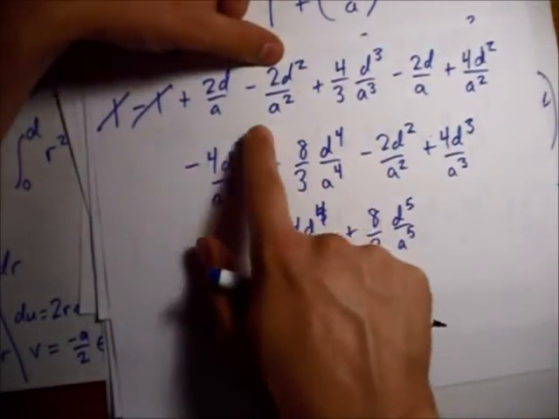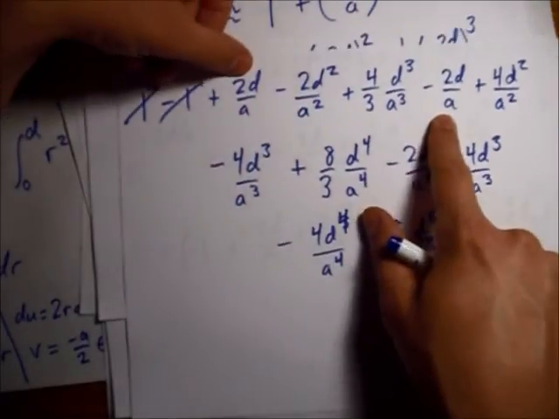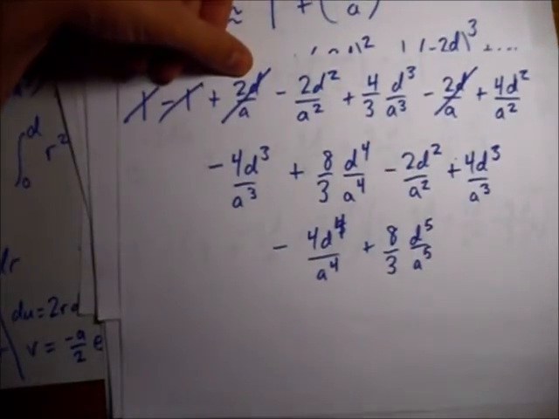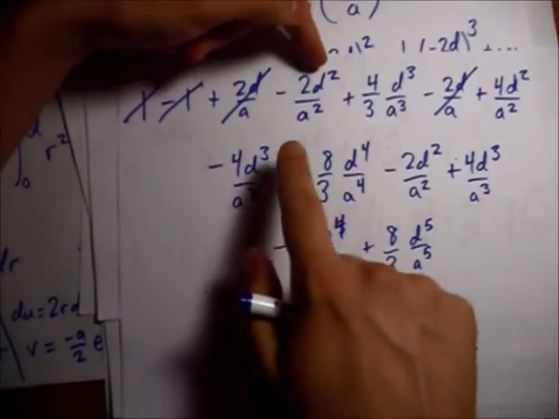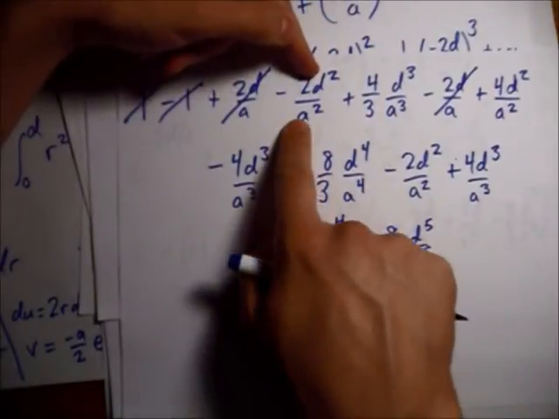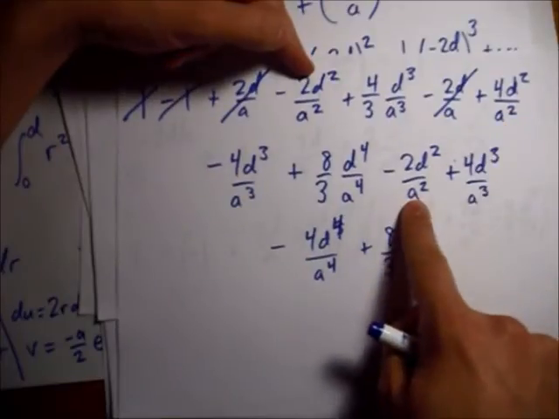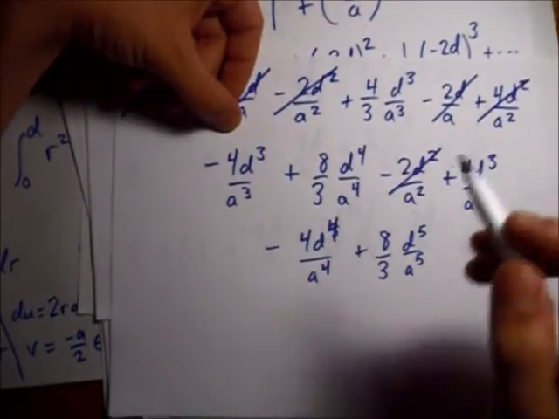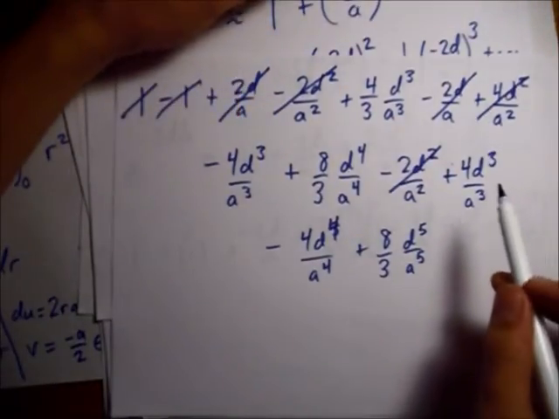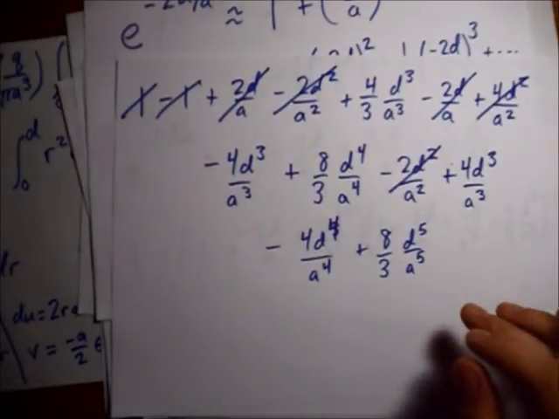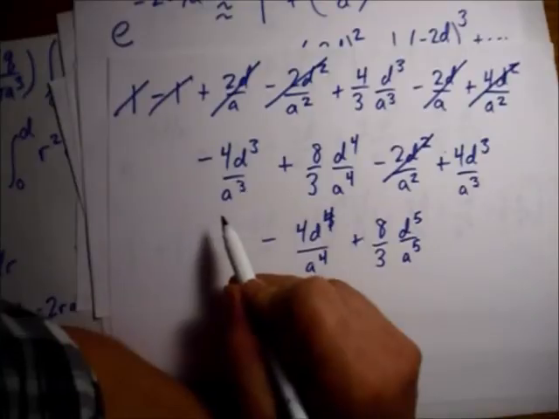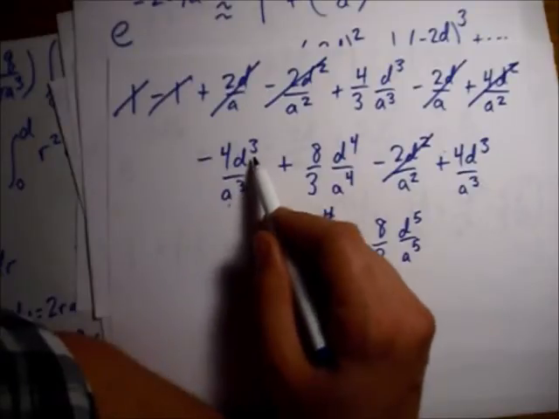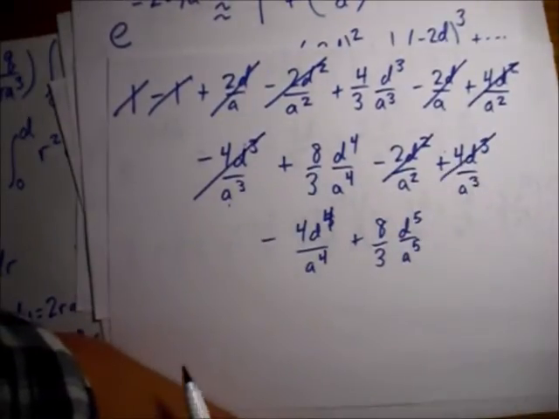Let's look at the d's. How about just the d over a's? All right, so here's a d over a. There's a 2 and a minus 2. Now looking at the squared power, we have a minus 2, a plus 4, and a minus 2. So these two are going to kill this one. And then finally, here's a minus 4 of this d over a cubed, and a plus 4, so these two are going to die.